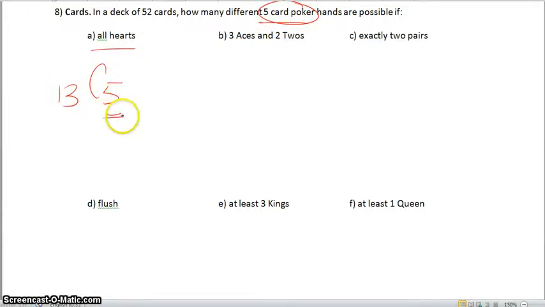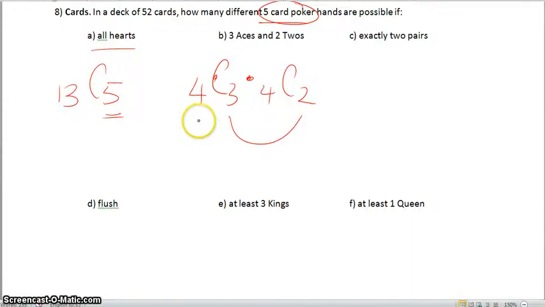So that's the answer. 3 A's, 4 2's. There are 4 A's, you choose 3. There are 4 2's, you choose 2. So there are only 5 cards. There are total 5 cards you choose from. There's only like 4 A's and 4 2's you can choose from.